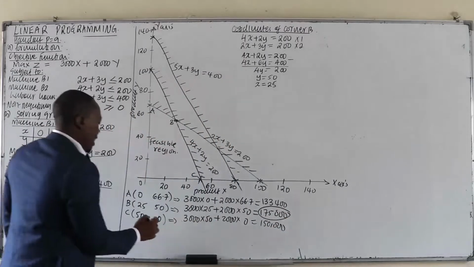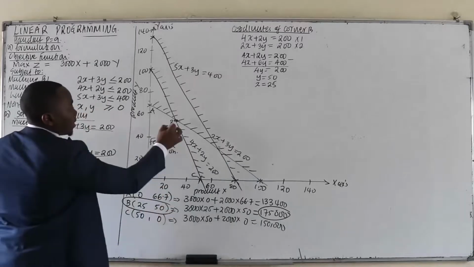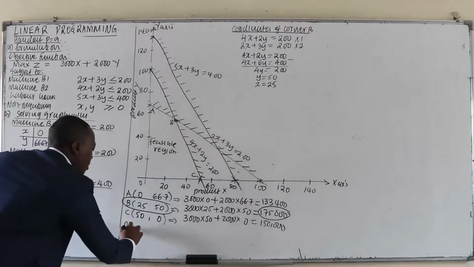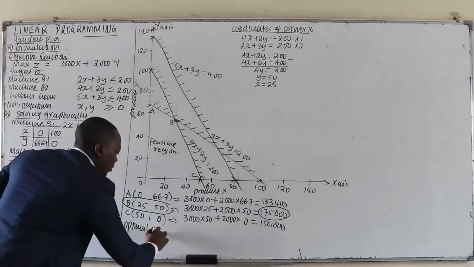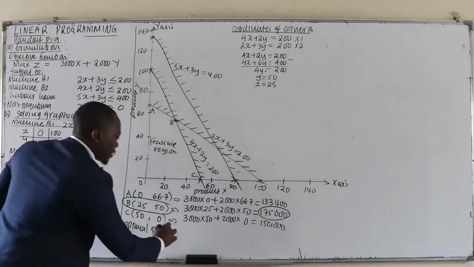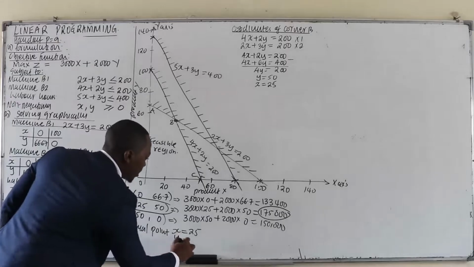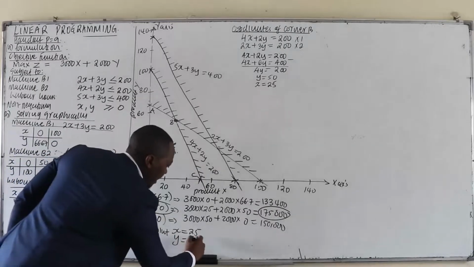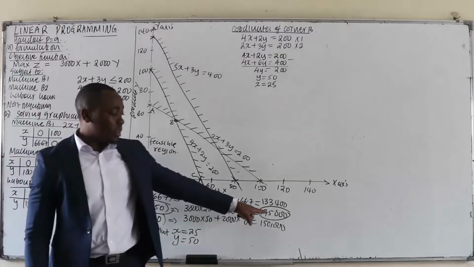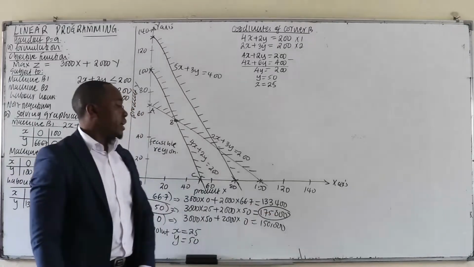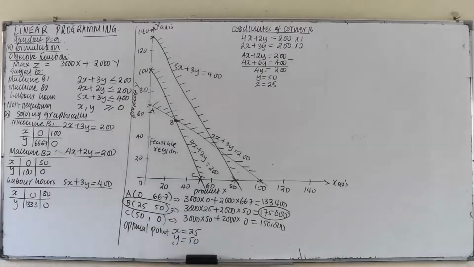175. So that means the optimal corner is corner B. This is the optimal corner. So the optimal point is where x, you produce 25 units, and y, you produce 50 units. That combination is the one that will give you the maximum profit of 175. Good. So meanwhile, you can copy that before you answer the other one.